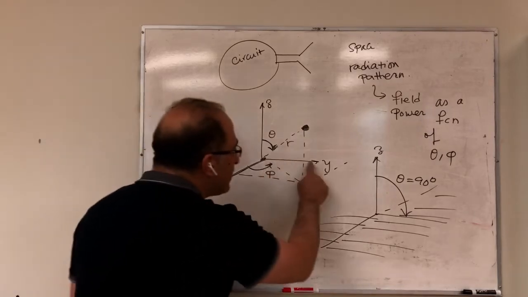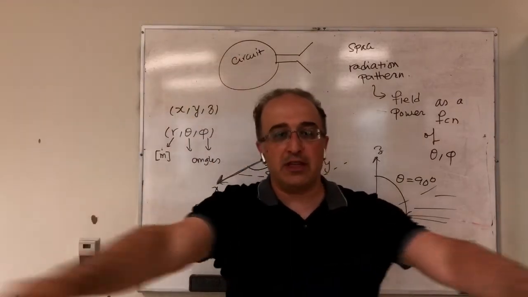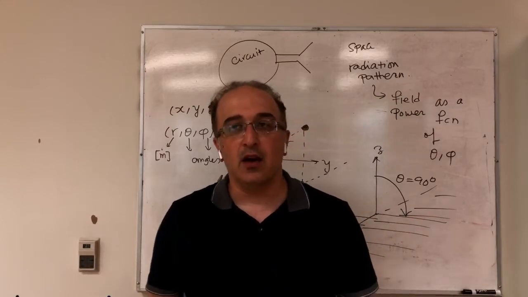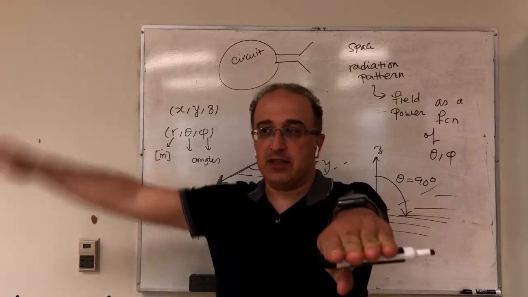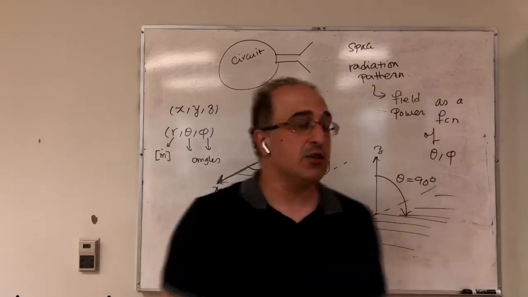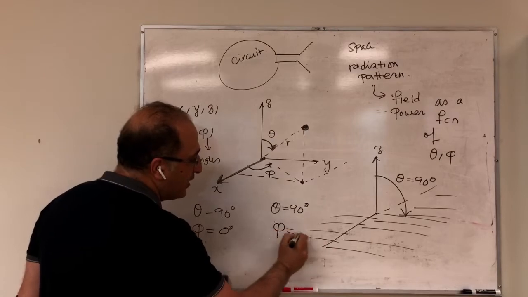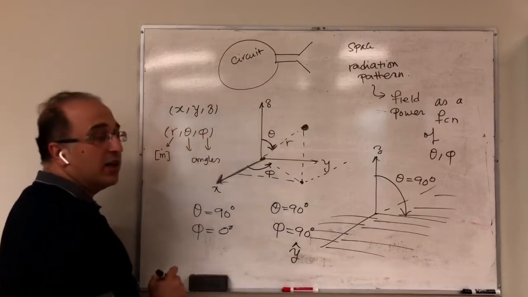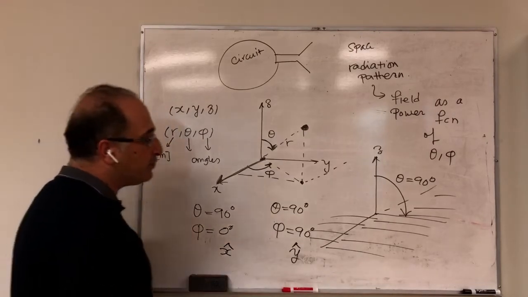If you want to check somewhere on the y-axis, again, theta equals 90 brings you down to this plane. Now, where is the y-axis? If this was x, y would be this hand. So if this is x, this would be y. That's at phi equals 90 with respect to x. So you want to have theta equals 90 and phi equals 90. That would be the y-hat direction, the unit vector along y. This would be the x-hat direction.